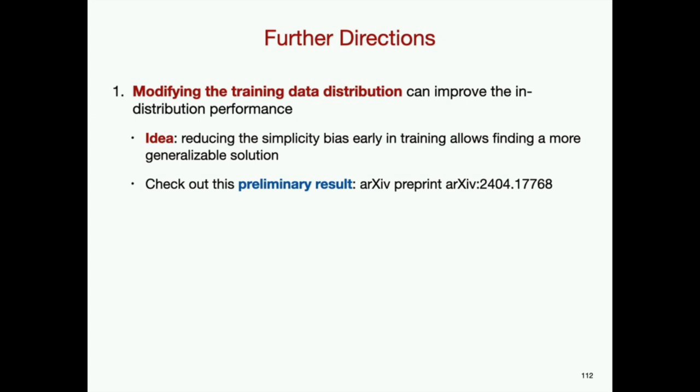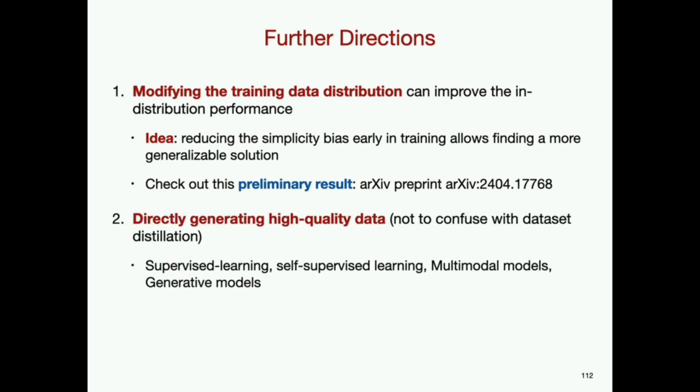to see more. Another one is, can we directly generate high-quality data? So far, we have talked about selecting a high-quality subset of a big dataset. Can we directly generate high-quality data? This is not dataset distillation, right? Dataset distillation generates data by matching the training dynamics, for example, based on gradients. But here I mean, can we just directly generate real-looking data, not distilled data, and do better than subset selection, which I think is doable and is a very interesting direction.